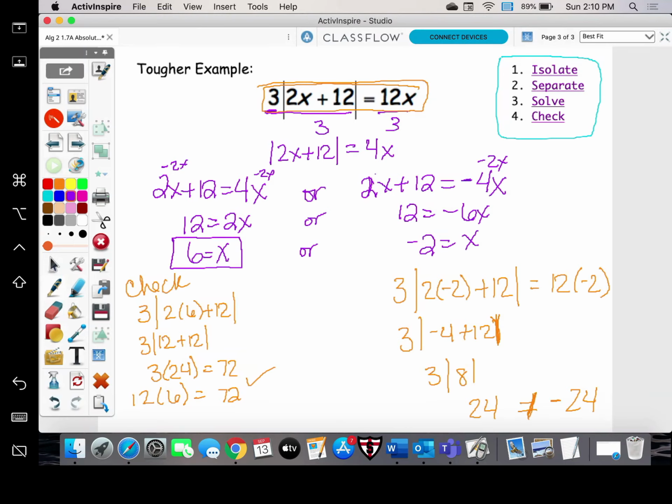X equals negative 2 is extraneous, so you can either just not box it in, or maybe put a little x through it so we know that you've checked it and it doesn't work. There's no need to write that it's extraneous, just indicate that you know it doesn't work. So a little cross through on that would indicate such things. All right?